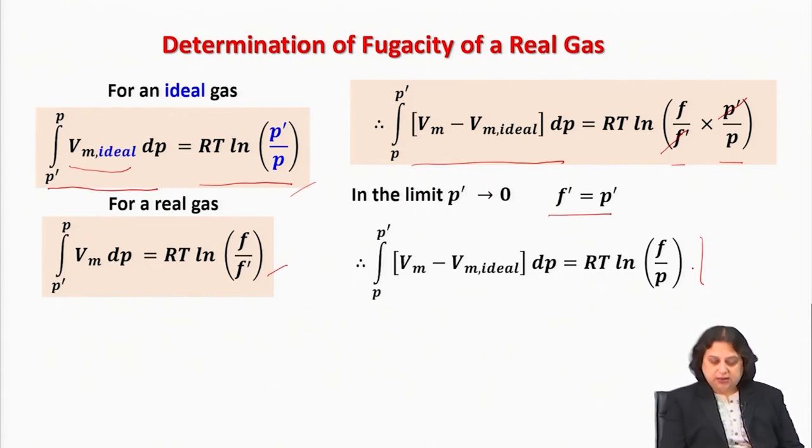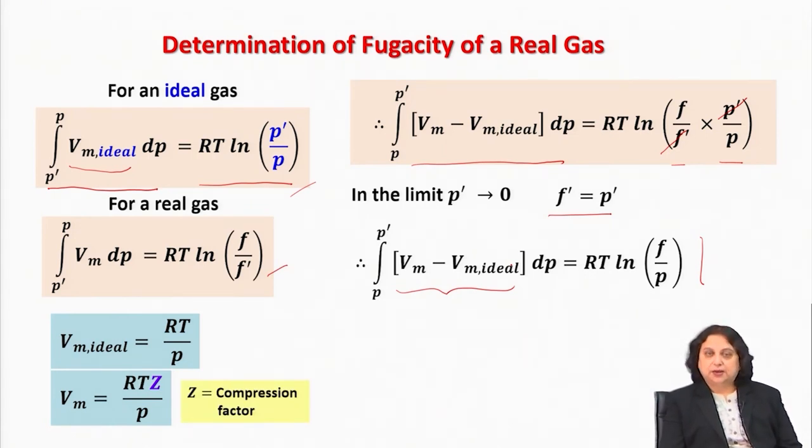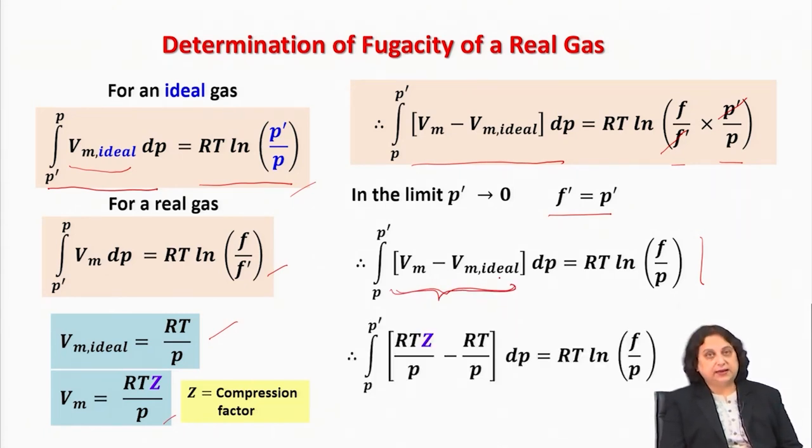Now let me concentrate on the integrand that appears on the left hand side. I understand that the molar volume of the ideal gas is related to temperature and pressure as RT/P. I can also write down the molar volume of the real gas as (RT/P) times Z, where Z is the compression factor, which is usually measured in experiments. And if I use these two definitions in the expression of the integrand here, I must be getting the expression that I have written down here.